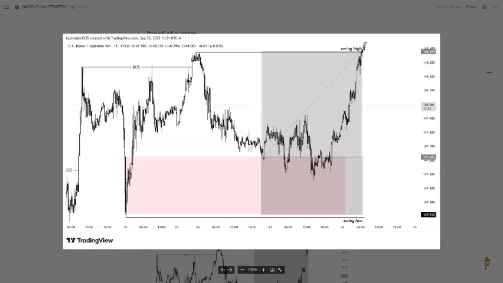Same concept, entry here, stop loss here, take profit there. Price comes in, mitigates it, beautiful, and we push out higher. Yes, this trade again can be refined for a better risk to reward ratio, utilizing something I'm not going to mention in this video.